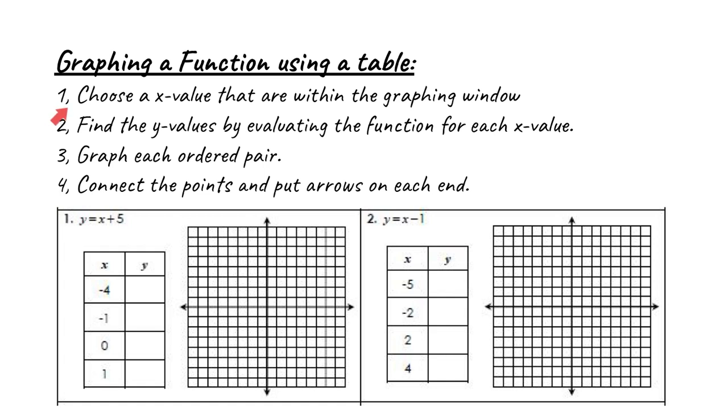So the first step is you're going to choose x values that are within the graphing window. So if I don't have x values, maybe I just have an equation and I don't have any x values pre-filled out, make sure your x value is going to be within this table. Okay, so we want 1, 2, 3, 5, 6, 7, 8. So we would want a number probably between -8 and +8, since that is as far as our window goes.